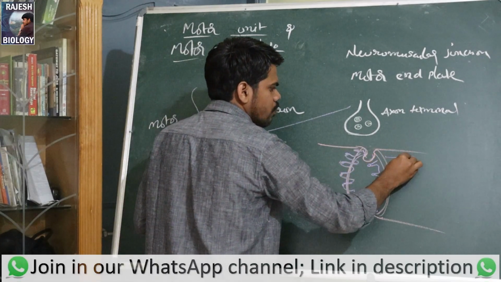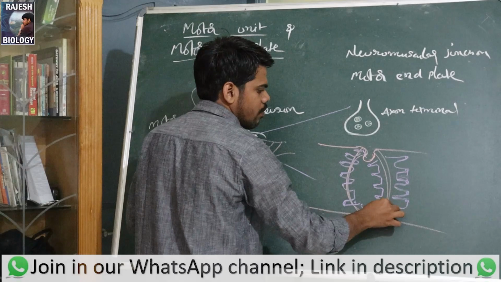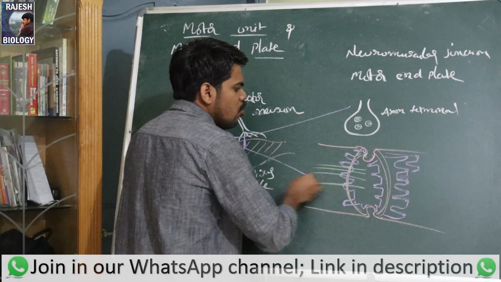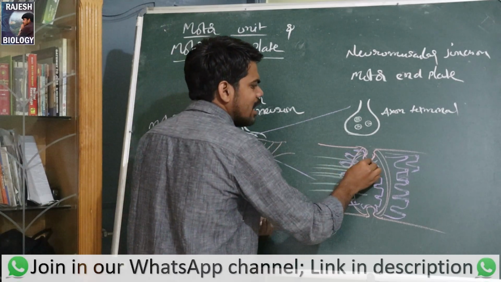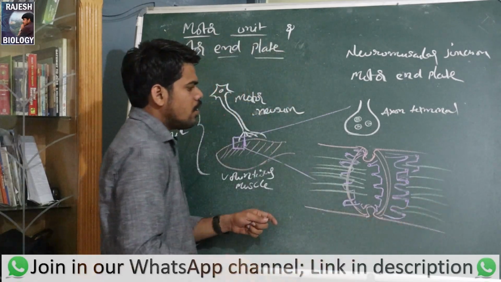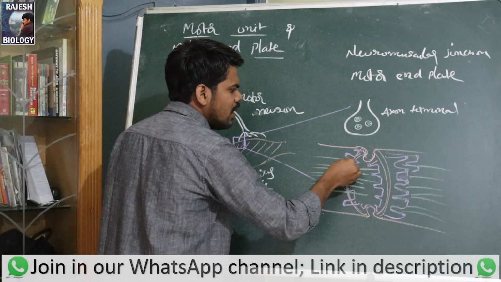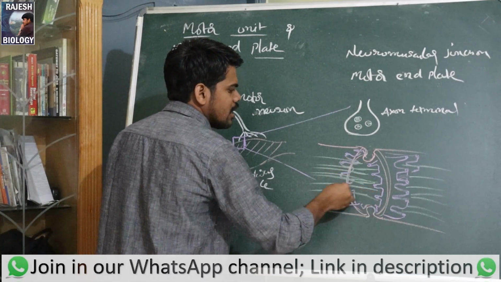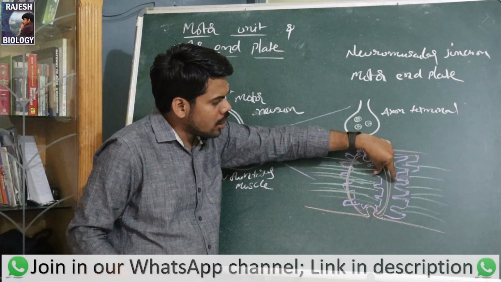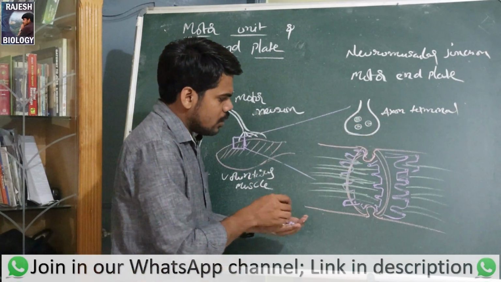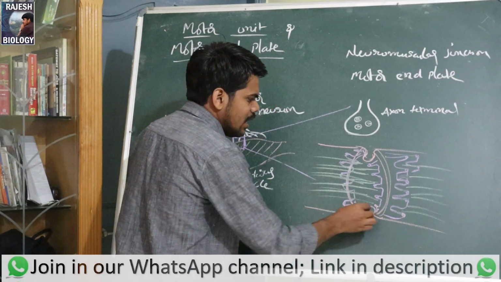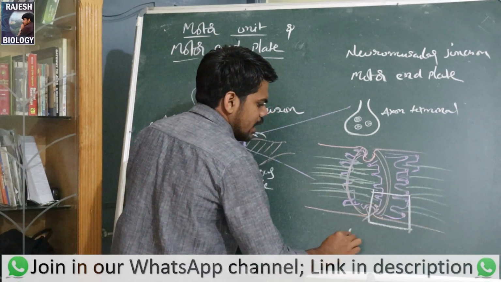And this side also. In between these two there are so many myofilaments, both actin and myosin together. The myofilaments are covered by sarcoplasmic reticulum, and at some places there is a T-tubule. Where there is a T-tubule, on both sides there is terminal cisternae. These three, the terminal cisternae on both sides and the T-tubule, together are called the triad system.